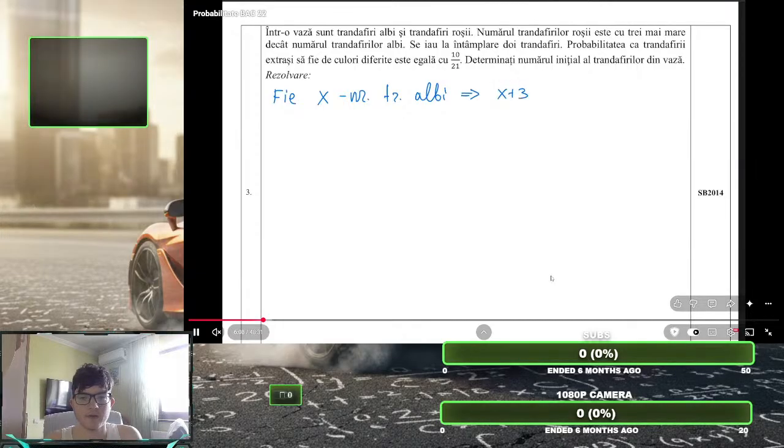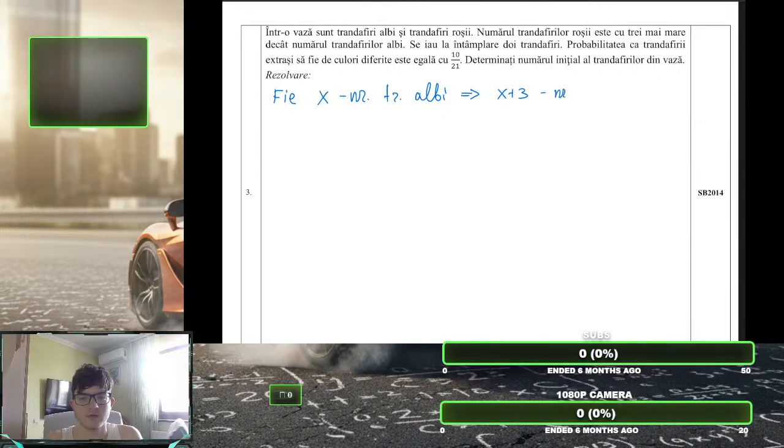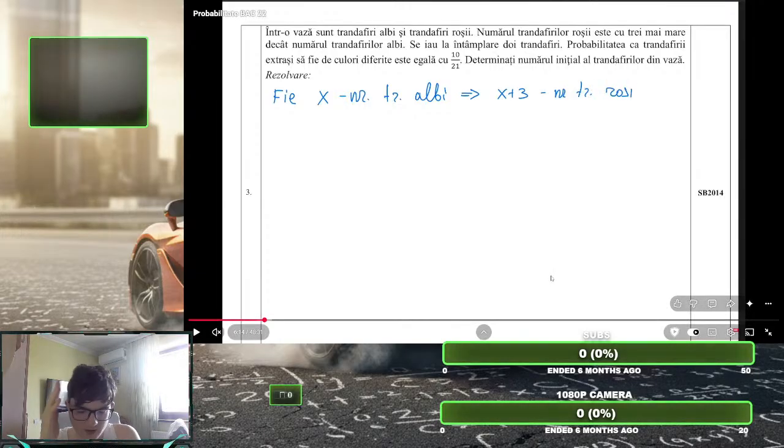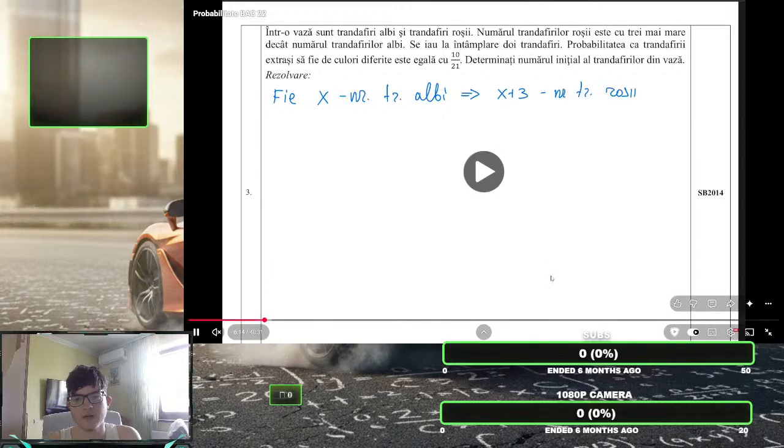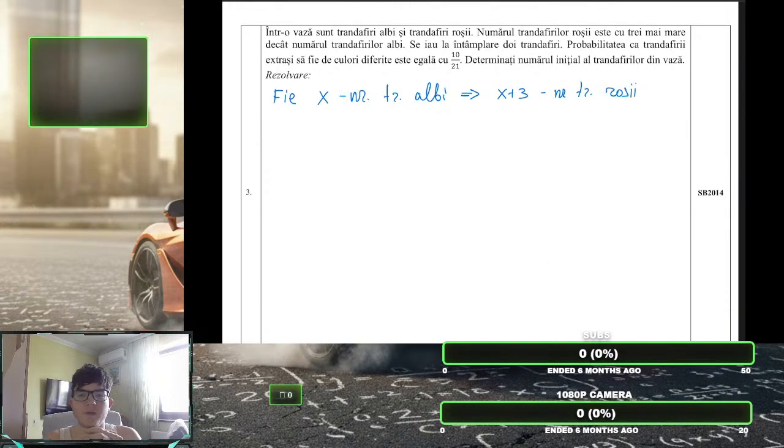X, white flowers. Oh, bro, right here it's not actually 3x. Right here it's x plus 3 because it's with 3 times more, not by 3 times more. So that's that. White and red we have them: X and x plus 3.